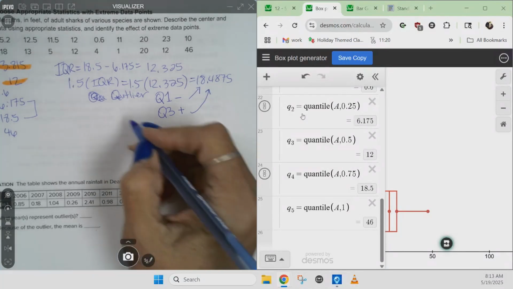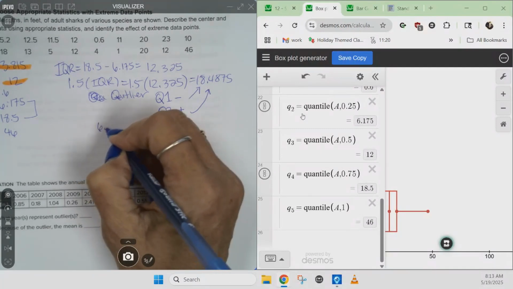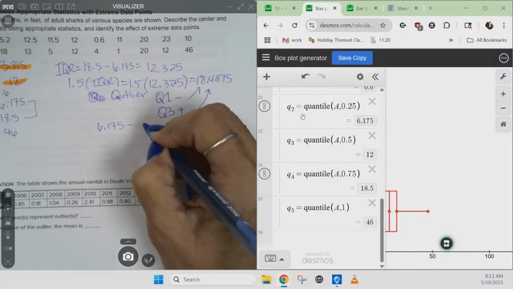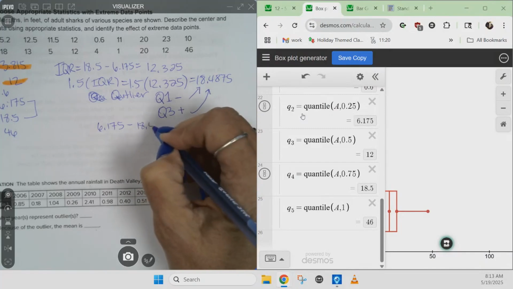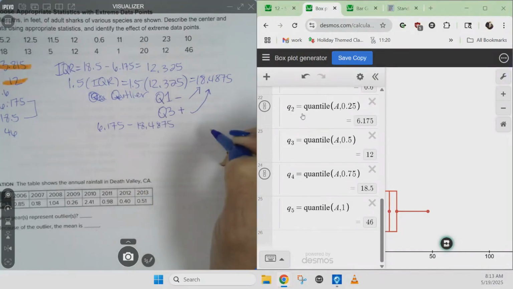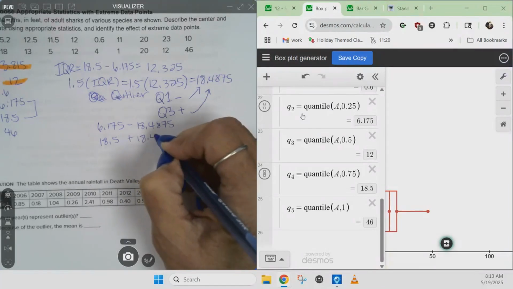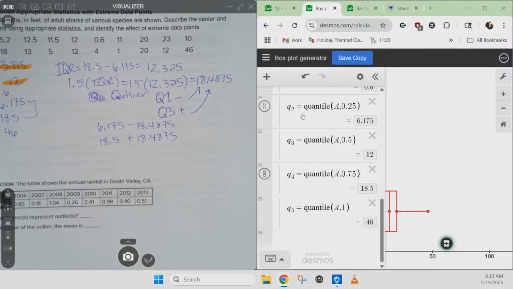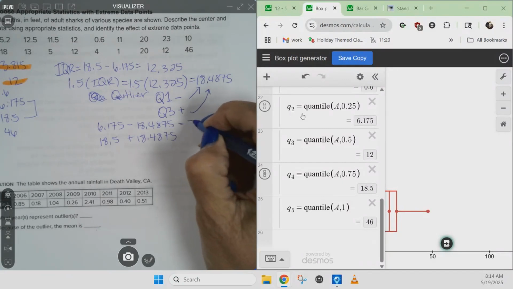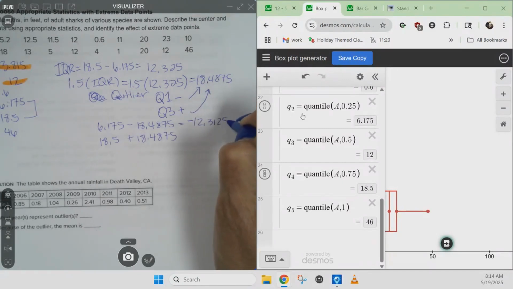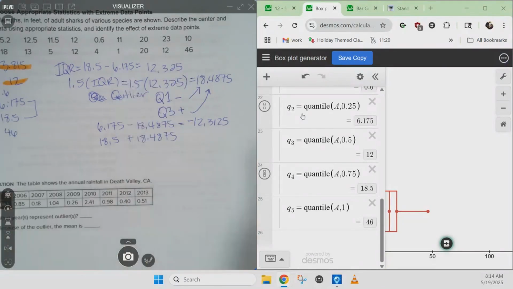So I'm going to take my quartile 1, which is 6.175, and subtract 18.4875. And I'm going to take 18.5 and add 18.4875. So I'm going to plug this into the calculator. Minus, and I'm going to get negative 12.3125. There are no numbers up here that are negative. So there's no outlier on the bottom half.